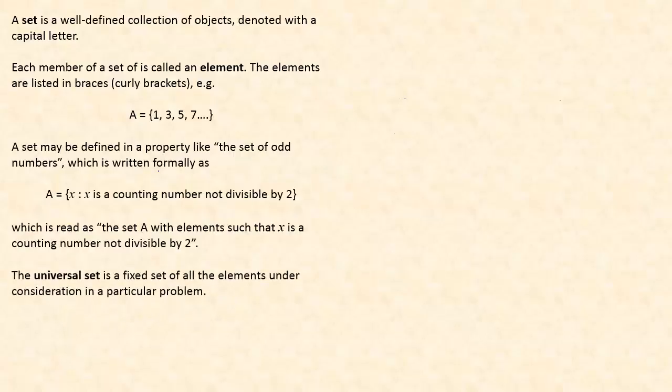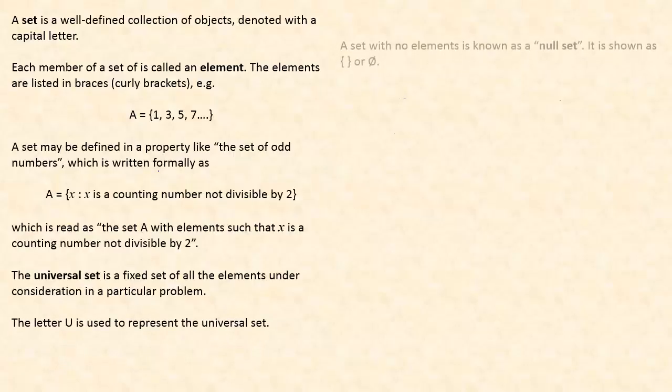The universal set is a fixed set of all the elements under consideration in a particular problem. So in a certain situation, A, the odd numbers, might be the universal set, or it could be a much smaller set, just like the numbers 1, 2, 3 or 4. It's whatever we're considering at the time. The letter U is used to represent the universal set.